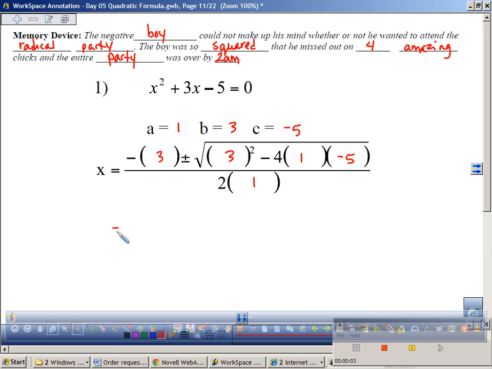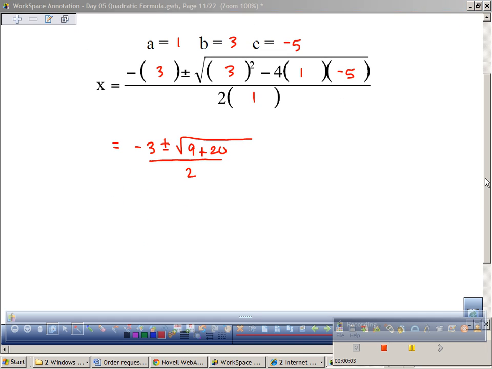Now the key to the quadratic formula is you just keep simplifying until you can't simplify anymore. Okay? So I say -3 plus or minus the square root of 9. A negative and a negative make what? Positive 20 all over 2. Can I simplify? Yes. -3 plus or minus square root of 29 all over 2. Can I simplify? Nope. I think that's it.